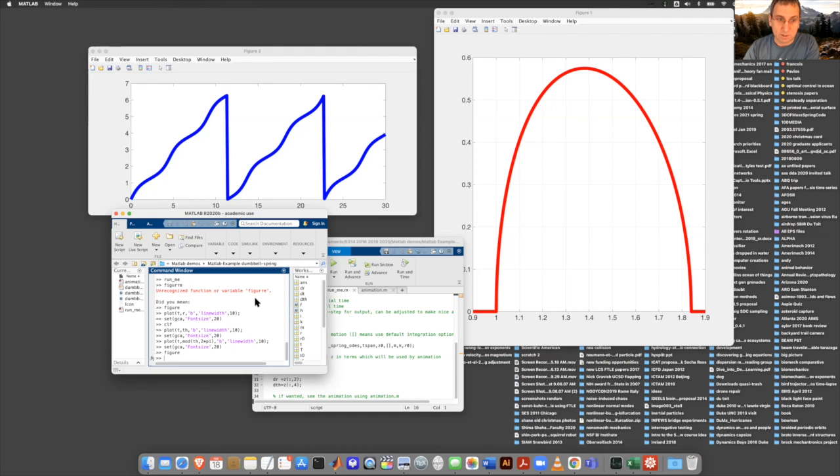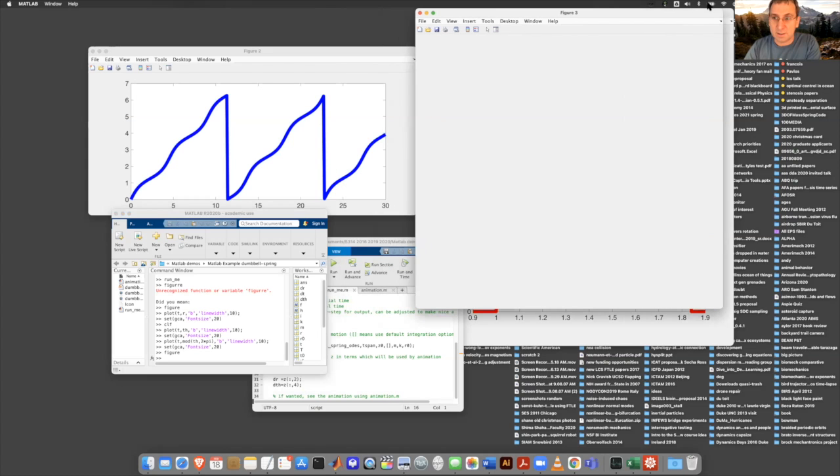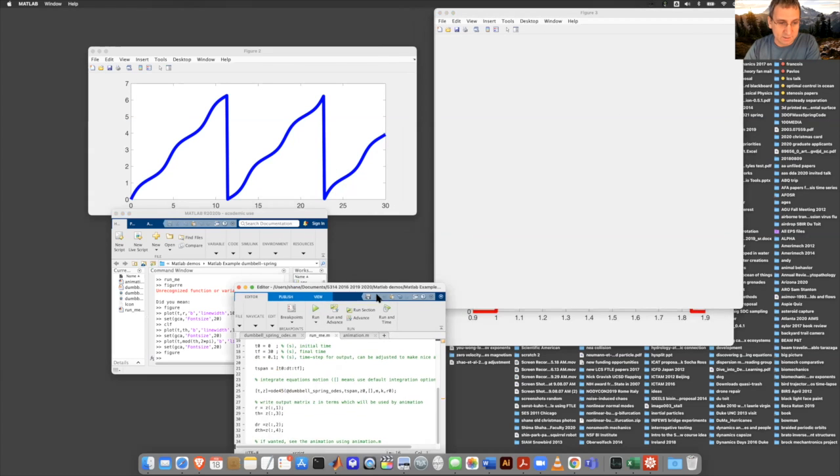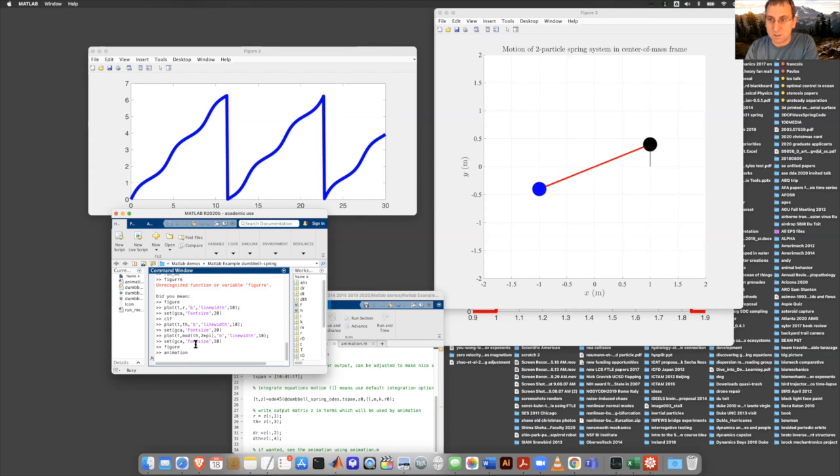Now the real excitement comes in, trying to visualize what this motion is. So I've written a program that does that. It's called animation. So hopefully this works. There we go. So it's plotting the black particle, particle 2. And we're also plotting particle 1 in blue, but we're also plotting the track of particle 2, so you can see how it's moving around.